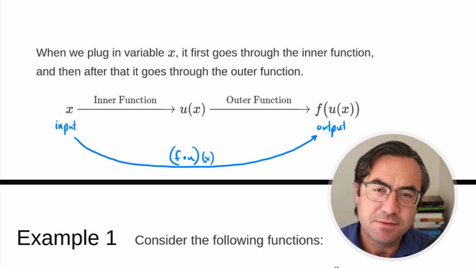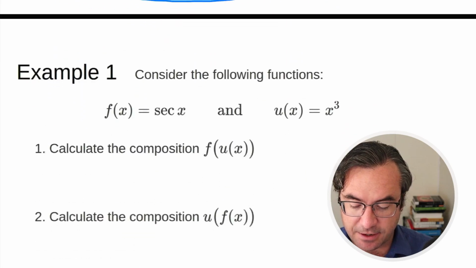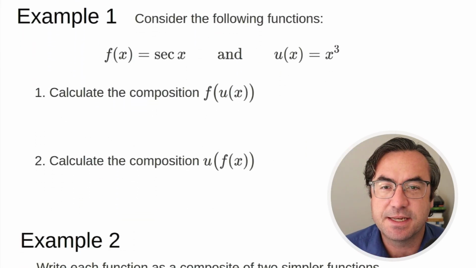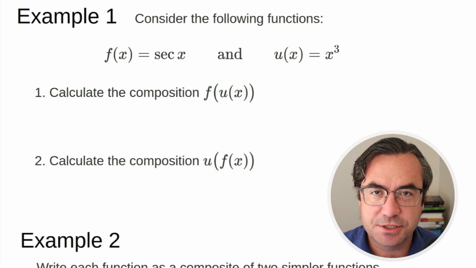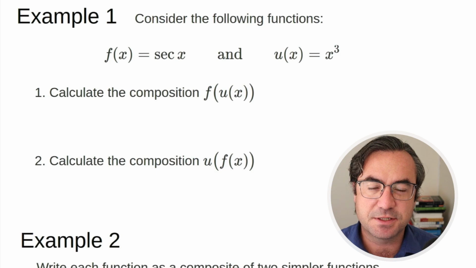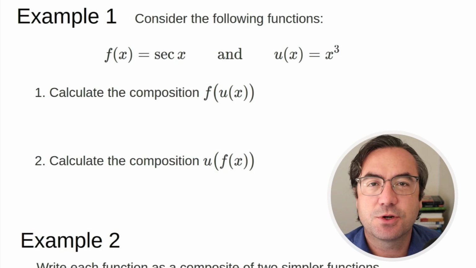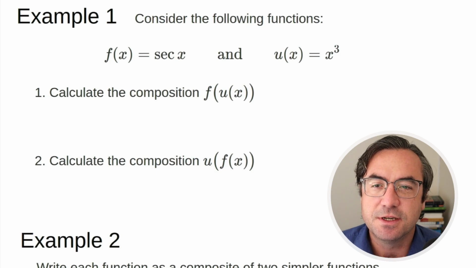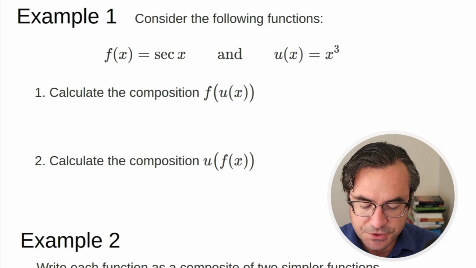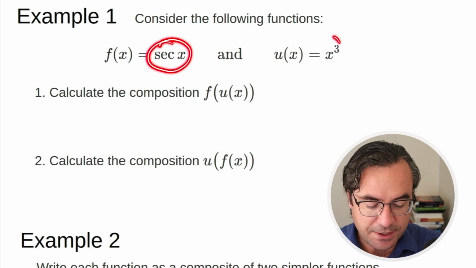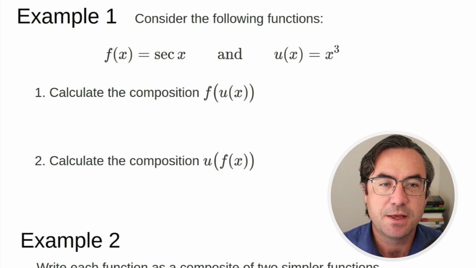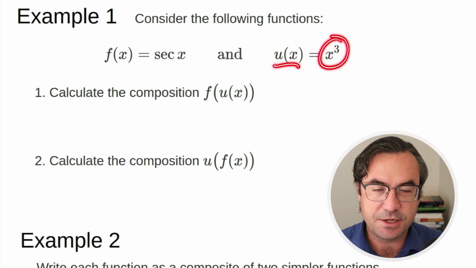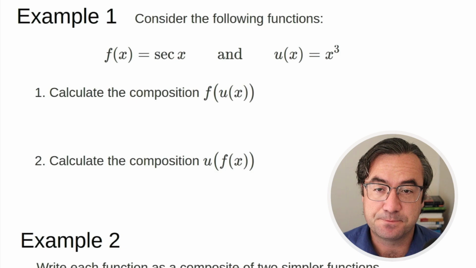All right, so it's a little bit of theory here, but let's look at a couple of concrete examples. Let's look at example 1. We're going to work with this composition just to get a little more practice, because it's not like regular addition and subtraction and multiplication and division. It's a little bit different. So we've got two functions here: f of x, which is equal to the secant function, and u of x is equal to x cubed.